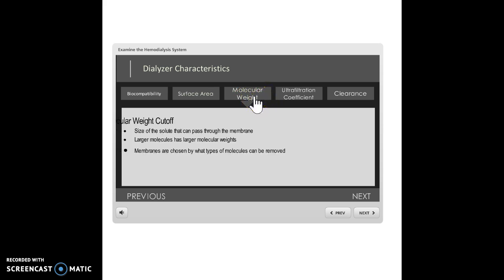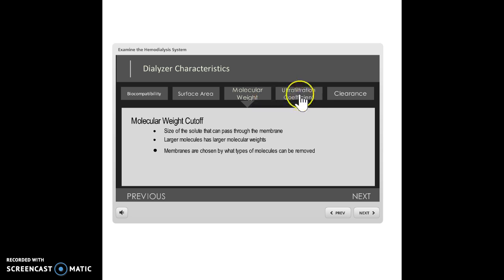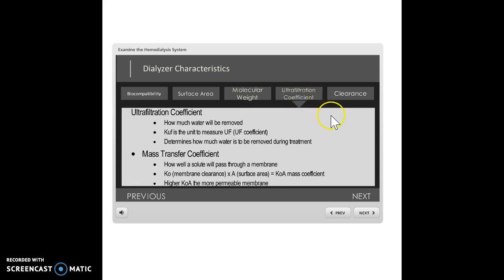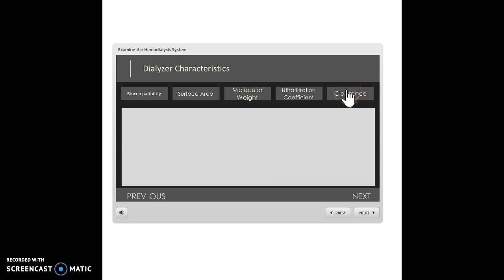Molecular weight just refers to how large a solute can be and still pass through the membrane. Larger molecules have larger molecular weights. Membranes are chosen based on what type of molecules can be removed. So a larger dialyzer, more than likely, will have a larger surface area and will be able to remove more molecules than a smaller one. You can take a look at these here, and just know what all of those mean.